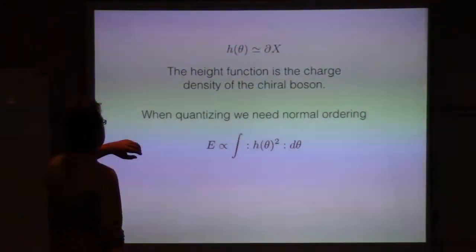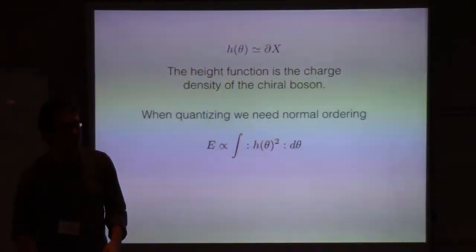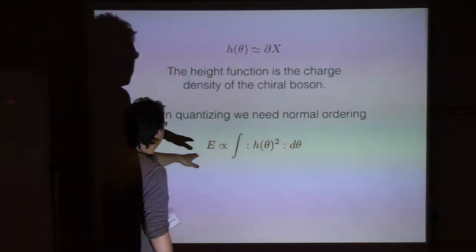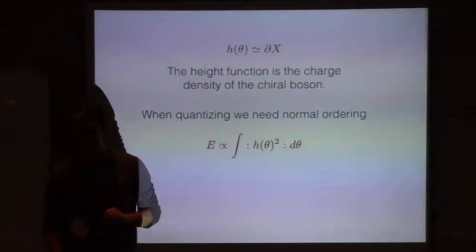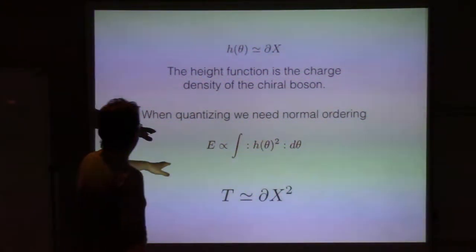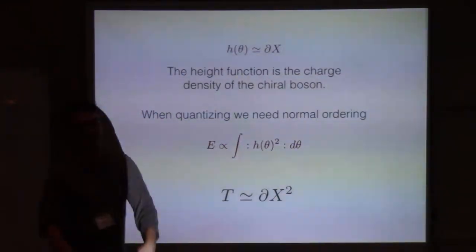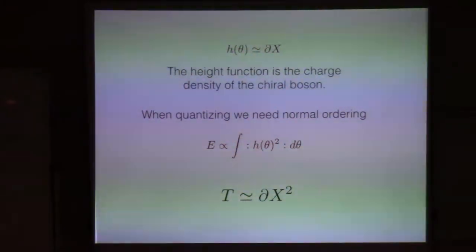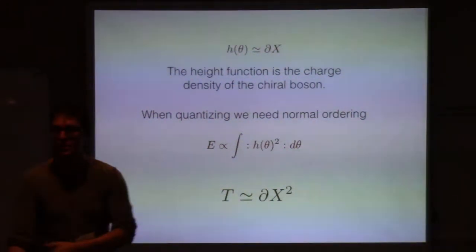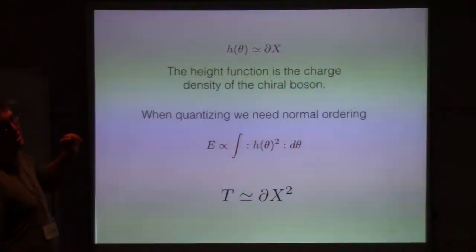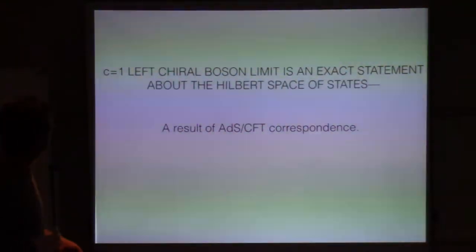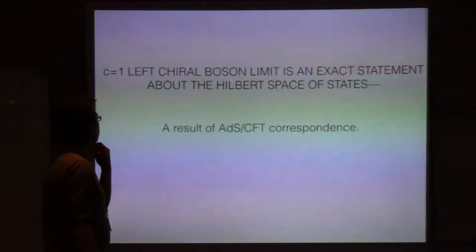Okay. And now I want to map this h of θ to the chiral boson, and then what happens is that h of θ, this height function, is the charge density of the chiral boson. But when you quantize, you say that the energy is the normal ordered version of the integral of h of θ squared dθ. And then if you use that h of θ is ∂x, then this thing is telling you that the stress tensor is (∂x) squared, which is the usual thing that you know. So what that tells you is that the quantization of this stuff gives you the naive quantization of the chiral boson for the stress tensor. And what we call the energy in gravity is the same thing that we call the energy in the quantum field theory.